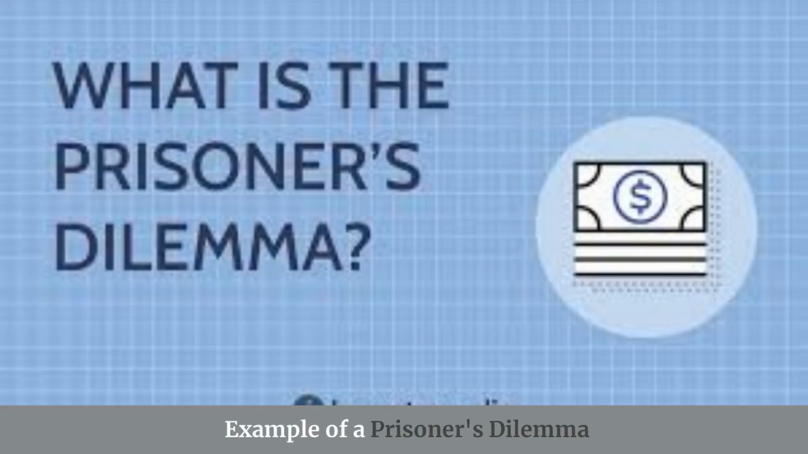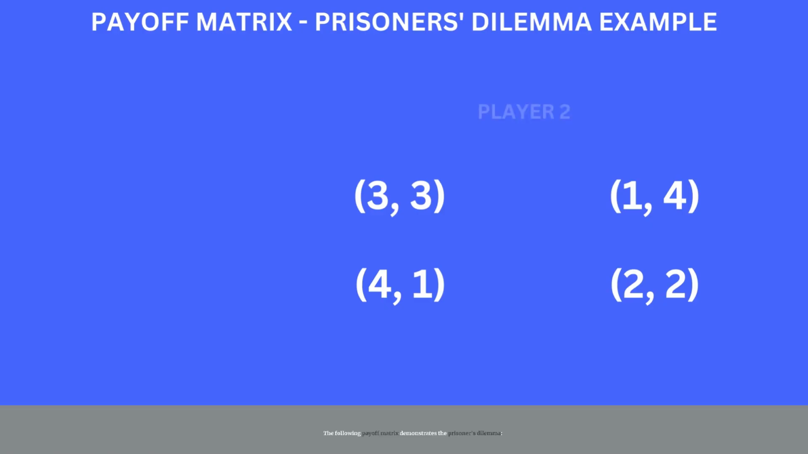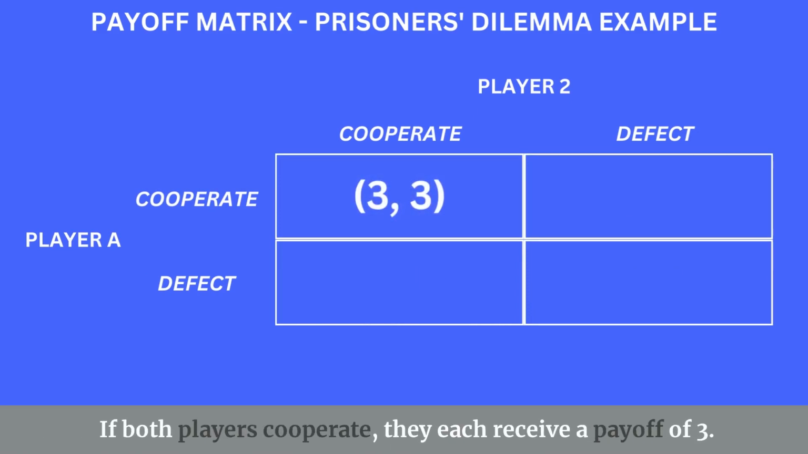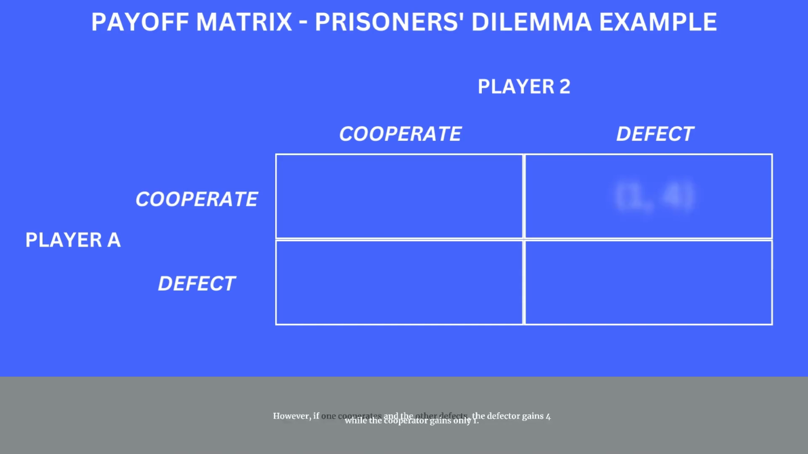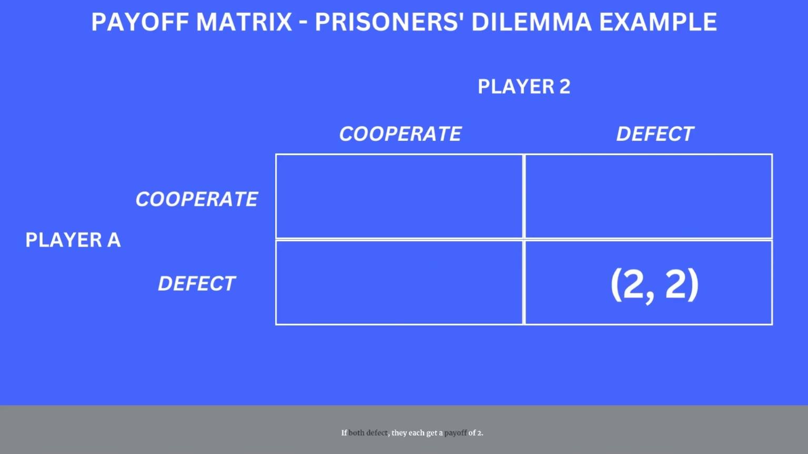Example of a prisoner's dilemma. Consider a game with two players, player A and player B. They each have two strategies: cooperate or defect. The following payoff matrix demonstrates the prisoner's dilemma. If both players cooperate, they each receive a payoff of 3. However, if one cooperates and the other defects, the defector gains 4 while the cooperator gains only 1. If both defect, they each get a payoff of 2.